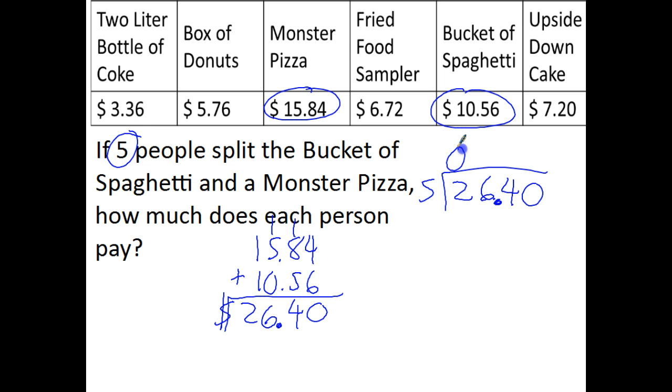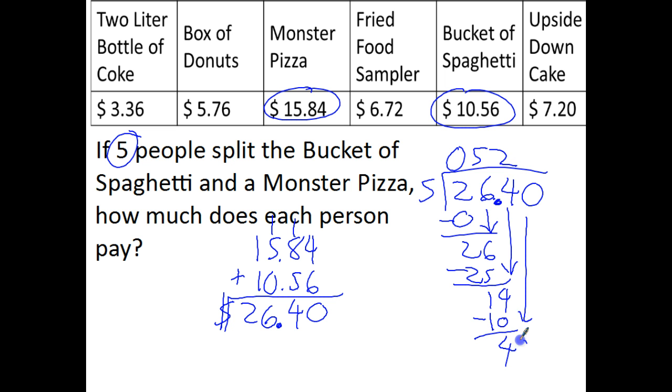I'm going to divide by the number of people who are getting it, 5. No 5s in 2. 5 5s in 26. Give me 25. Subtract, there's 1. Bring down my 4. How many 5s in 14? 2 of them. 10. I got a 4 left. Bring down my 0. How many 5s in 40? I got 8. 8 times 5 is 40. If I look at my answer right now, it looks like $528. And I know that does not make sense for 5 people splitting spaghetti and monster pizza. Problem is I forgot to bring that decimal up, so I need to bring it straight up. Take a look at it. $5.28 makes a whole lot more sense.